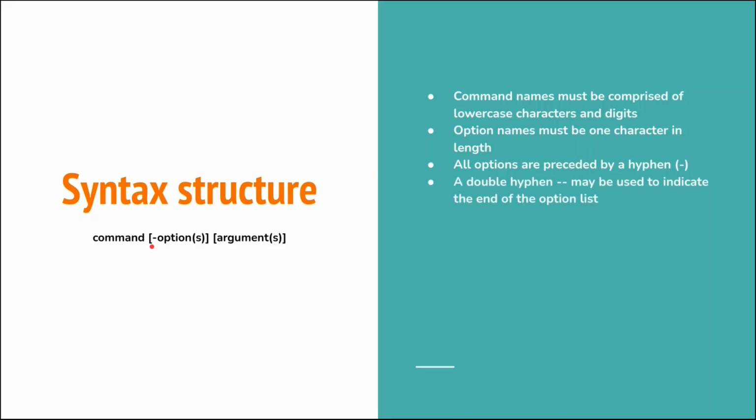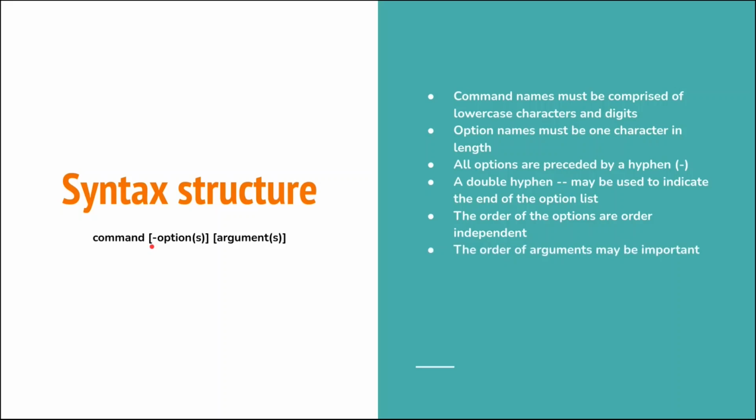A double hyphen may be used to indicate the end of the option list. So sometimes you might be using a double hyphen to specify the end of the option list. The order of the options is order independent. So rm space hyphen rf is equal to rm space hyphen fr.